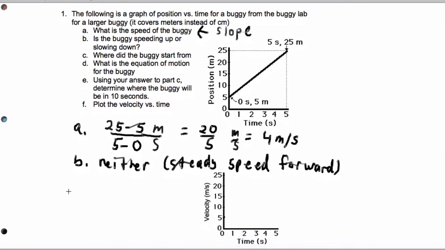And then for C, where did the buggy start from? There we read the y-intercept off the graph. It starts at 5 meters. By the way, the 0 in this coordinate is the time at which it's at 5 meters, which is 0, which means right when you start, the starting position, it's at 5.